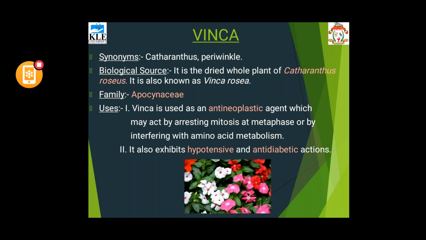The biological source of vinca is the dried whole plant of Catharanthus roseus. It is also known as Vinca rosea. The family to which vinca belongs is Apocynaceae. Uses of vinca: it is used as an anti-neoplastic agent which may act by arresting mitosis at metaphase or by interfering with amino acid metabolism. It also exhibits hypotensive and anti-diabetic action.